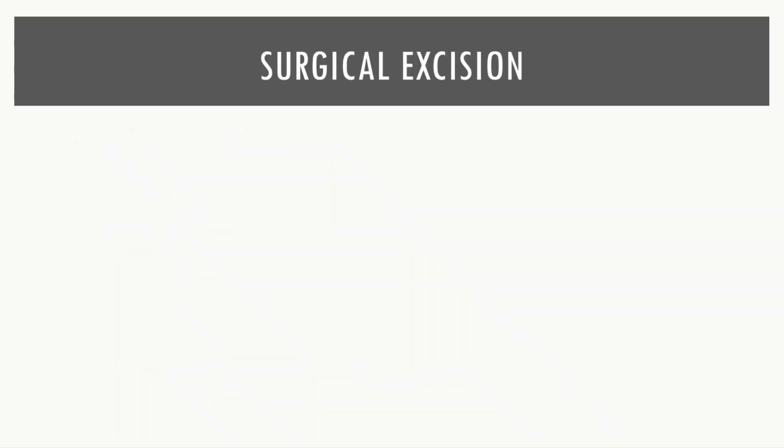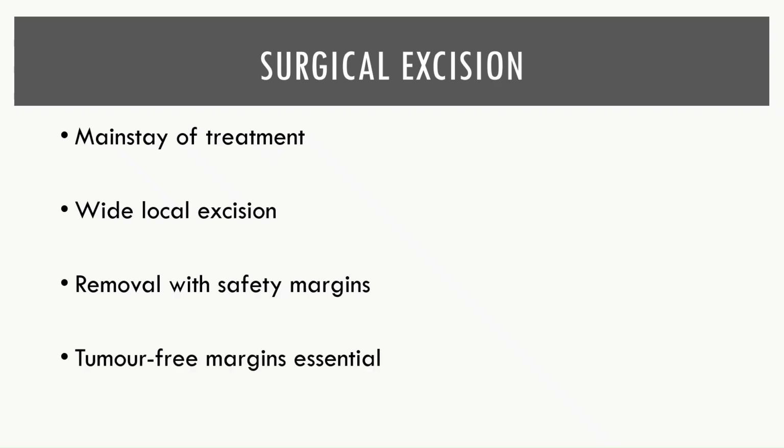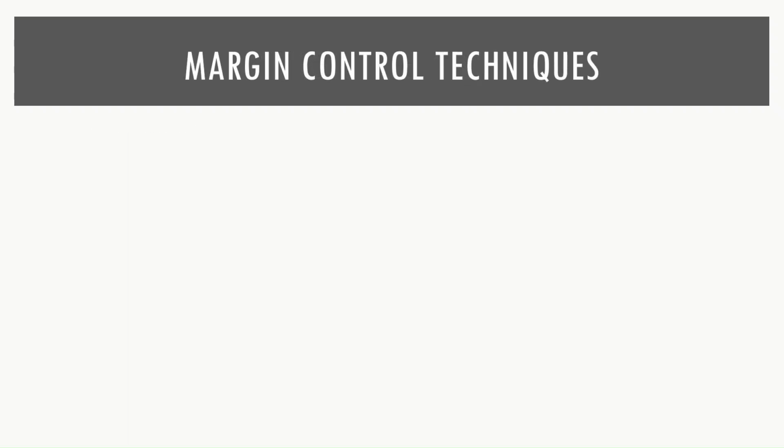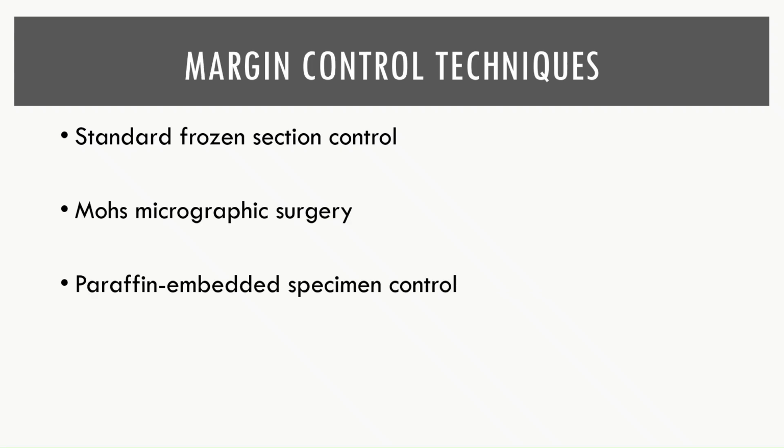Surgical excision remains the mainstay of treatment for malignant eyelid tumors. The tumor is excised with adequate safety margins, and histological confirmation of complete clearance is essential before reconstruction. Margin control can be achieved using frozen section examination, Mohs micrographic surgery, or paraffin-embedded section analysis.